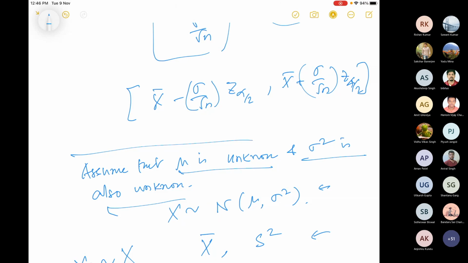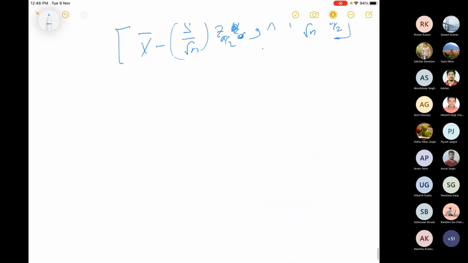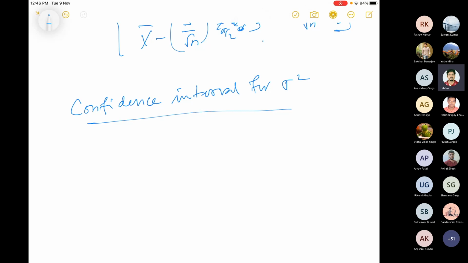Now the same thing we can do for the confidence interval for sigma square, the variance. So for the variance, how do you find it? I now need to find this pivotal quantity. So here, let me discuss the confidence interval for sigma square, the variance of the population. Here the same thing can be done: the population is normal, the population is non-normal, the mean is known, the mean is unknown. So all four cases can be done.